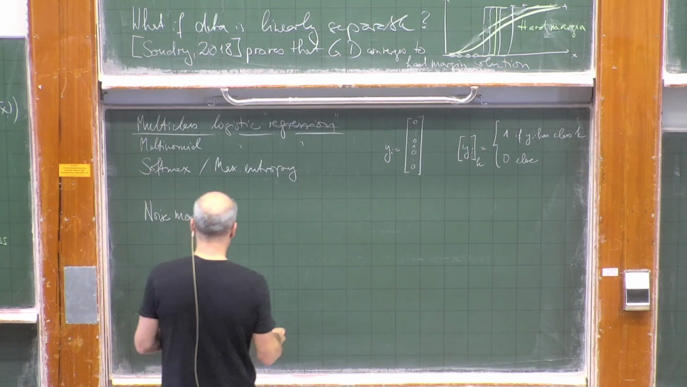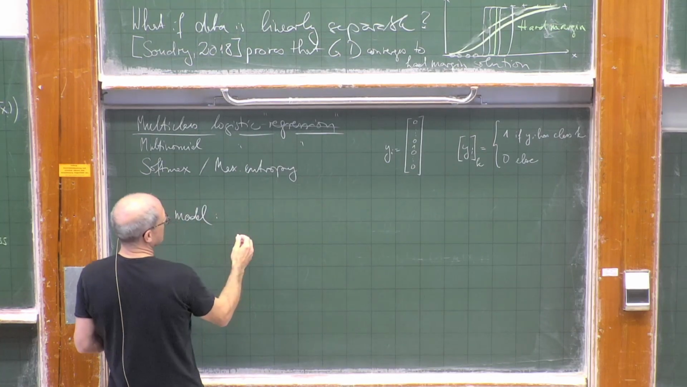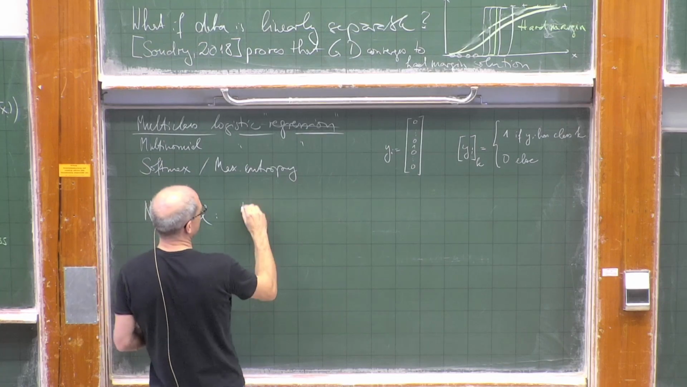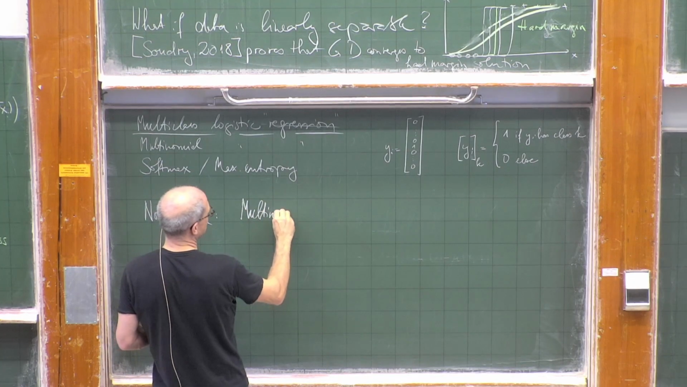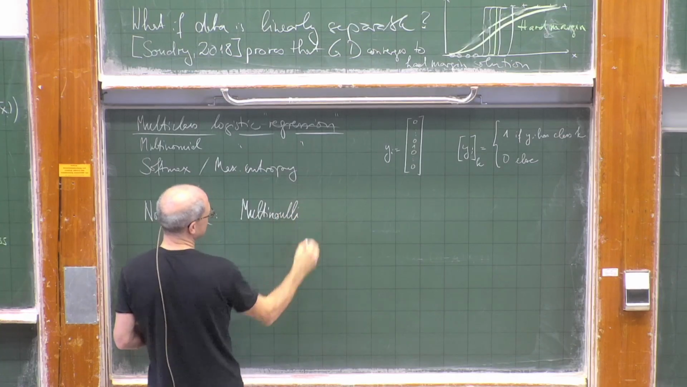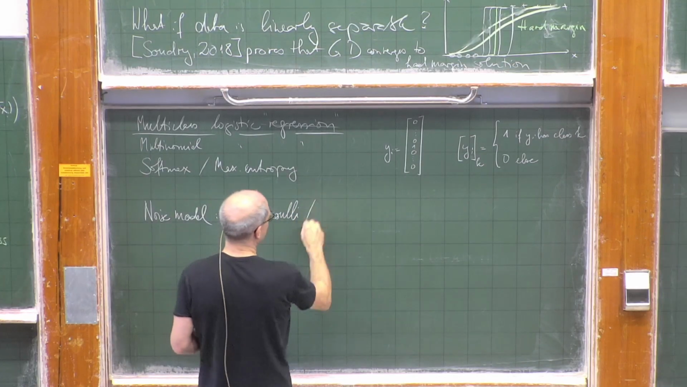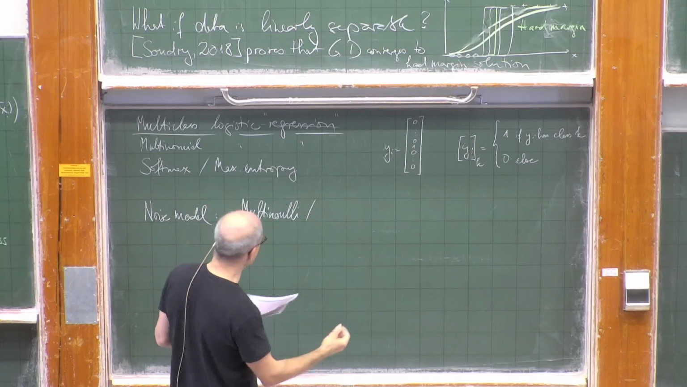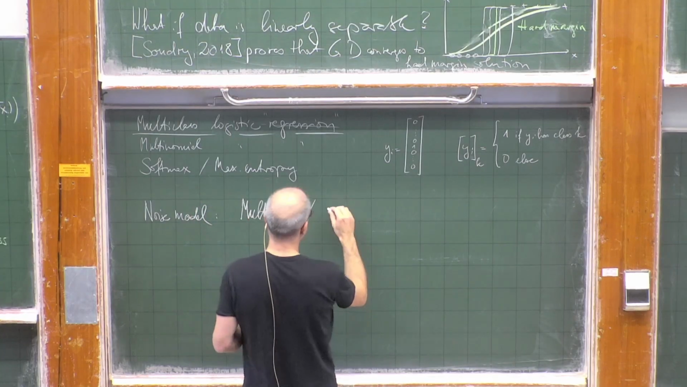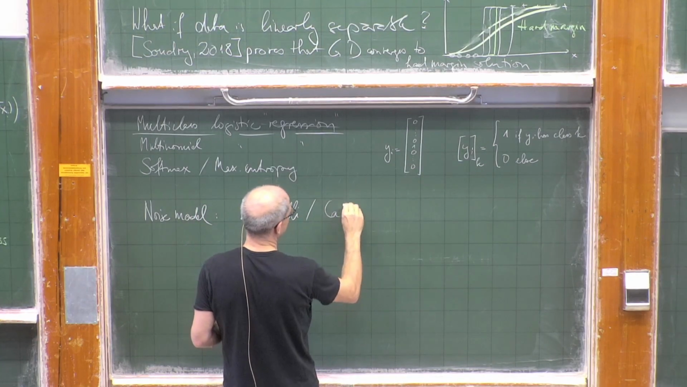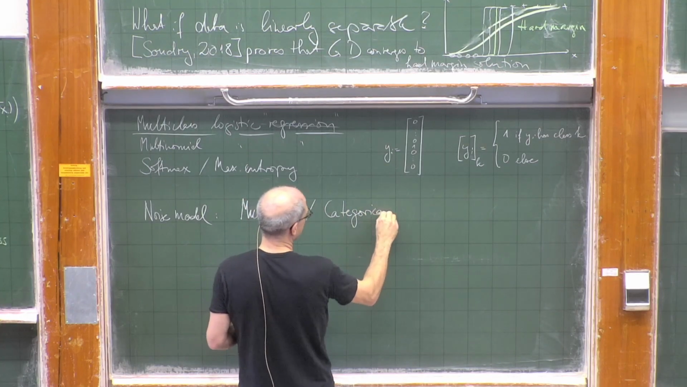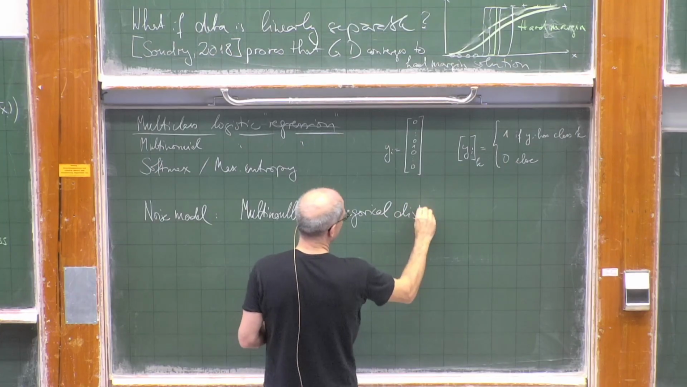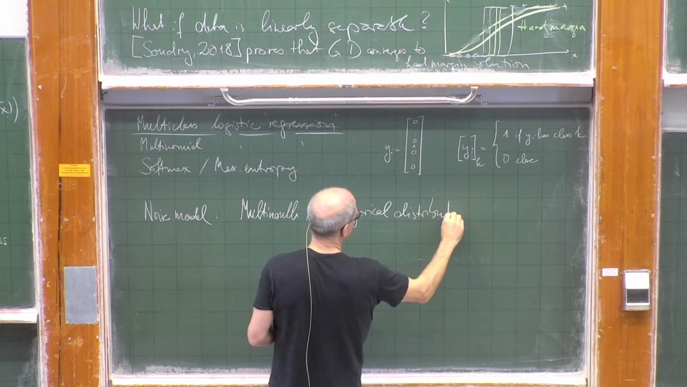And this noise model is not the Bernoulli, but it has different names. One name is the Multinoulli. And then there was a bit of a debate on the internet and on Wikipedia and so on. And now a new name is emerging, which is the categorical distribution, which is maybe a bit easier.